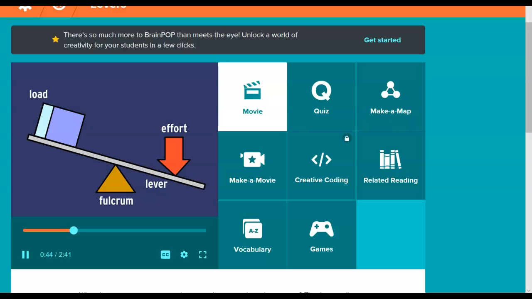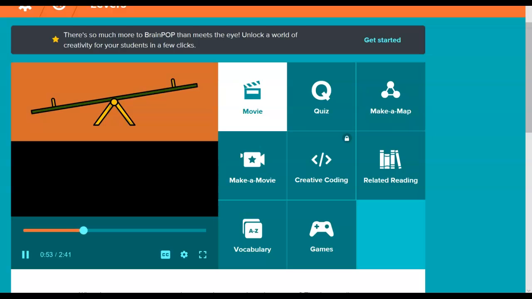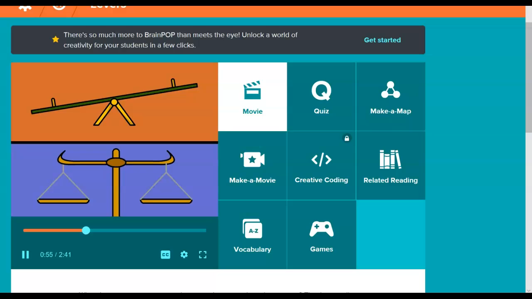These elements can be rearranged to make three kinds of levers. This is a Class 1 or first-class lever. The fulcrum is positioned between the effort and the load. A seesaw is a good example of a Class 1 lever, so is an old-fashioned scale.